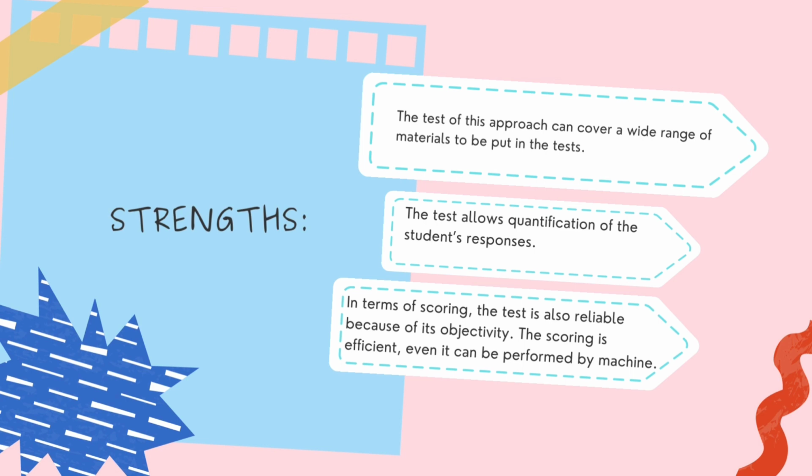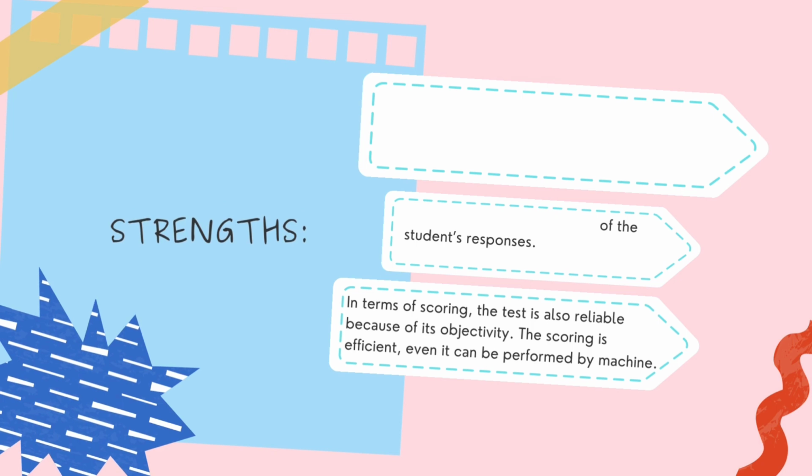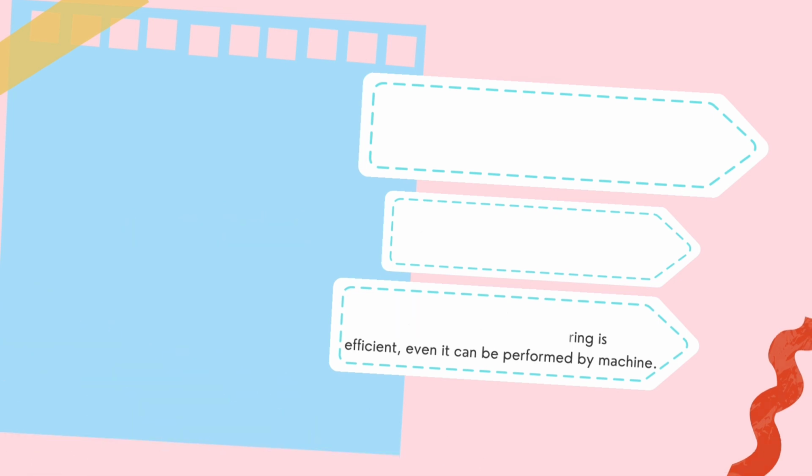For number 2, we have that the test allows quantification of the students' responses since it is accurate and objectively marked. And for number 3, in terms of scoring, the test is also reliable because of its objectivity, and it can be performed by a machine.